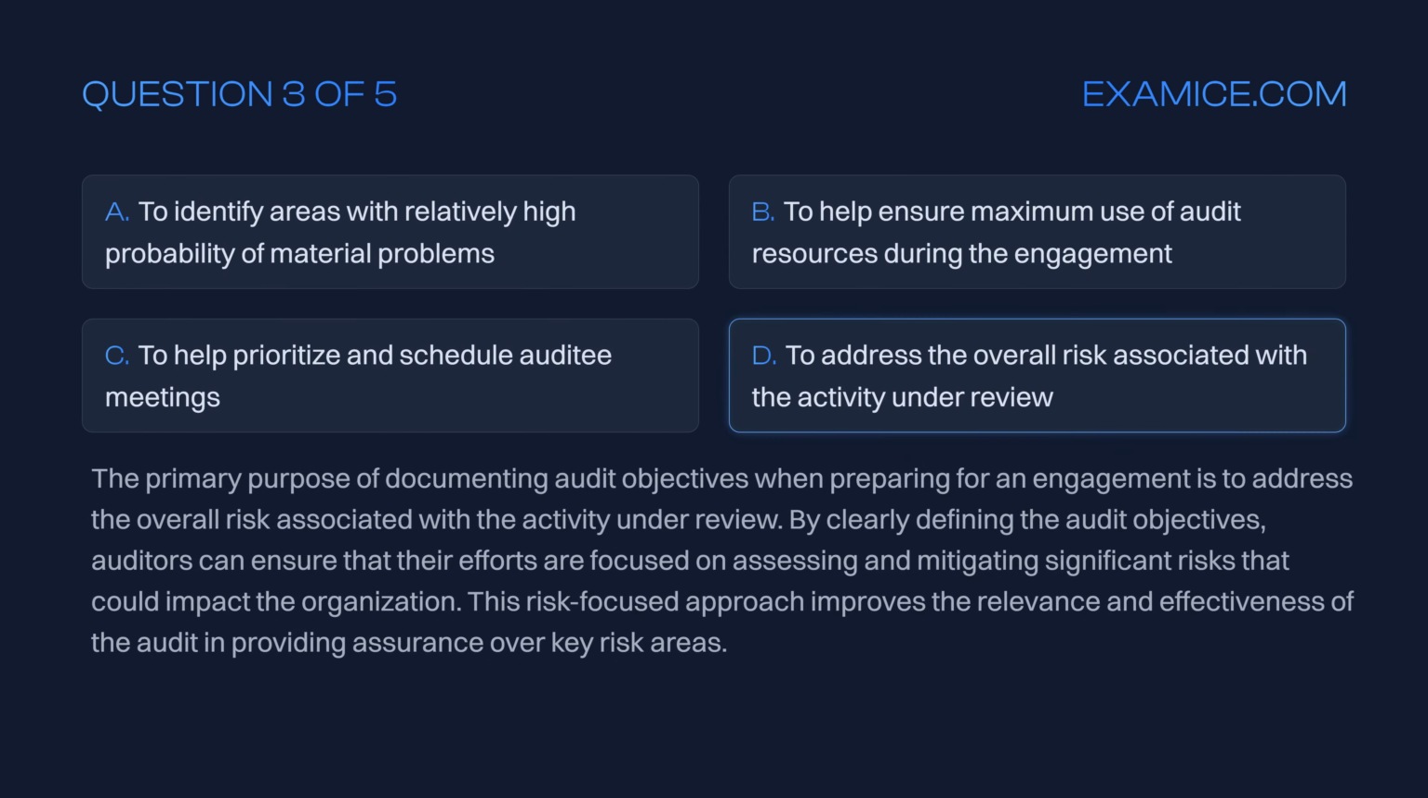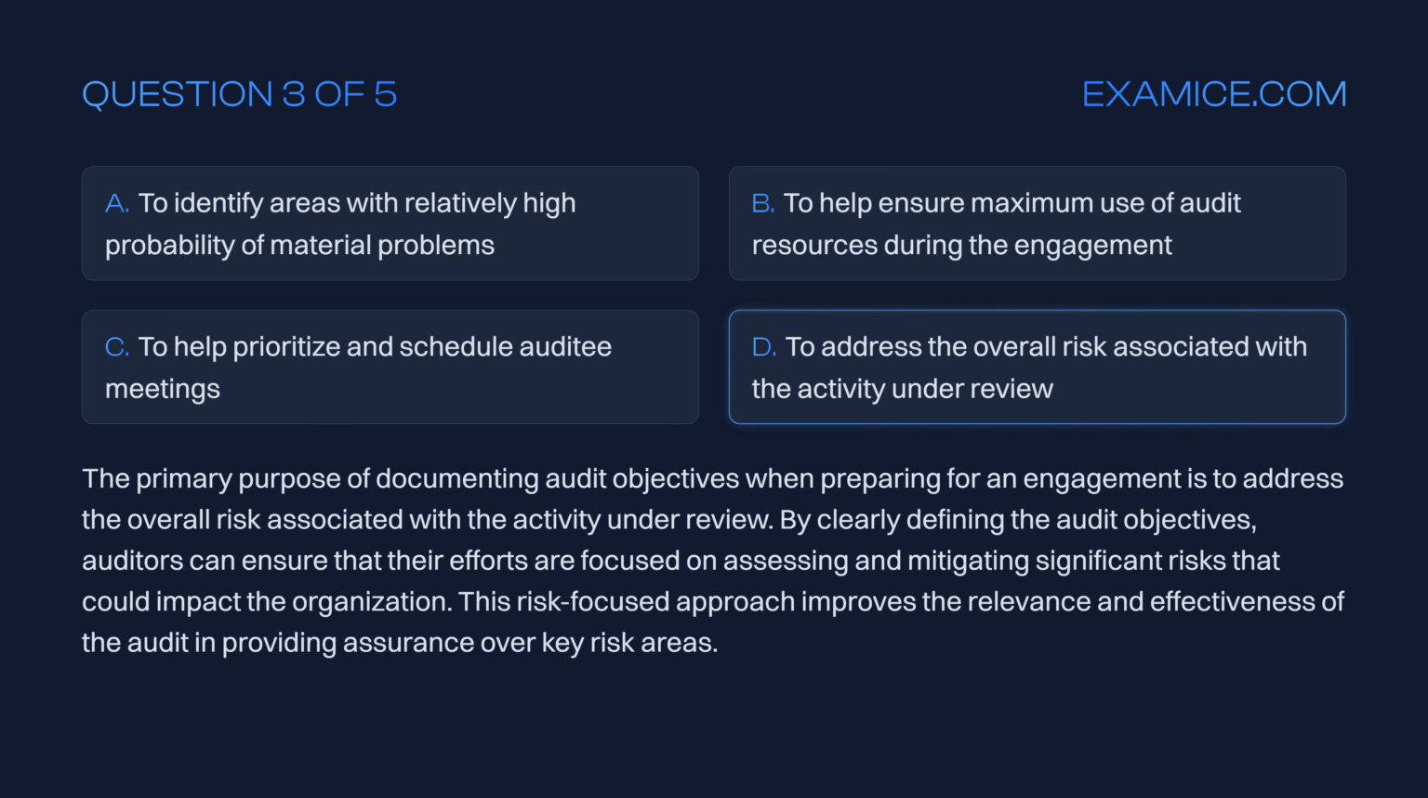The answer is option D. The primary purpose of documenting audit objectives when preparing for an engagement is to address the overall risk associated with the activity under review. By clearly defining the audit objectives, auditors can ensure that their efforts are focused on assessing and mitigating significant risks that could impact the organization. This risk-focused approach improves the relevance and effectiveness of the audit in providing assurance over key risk areas.